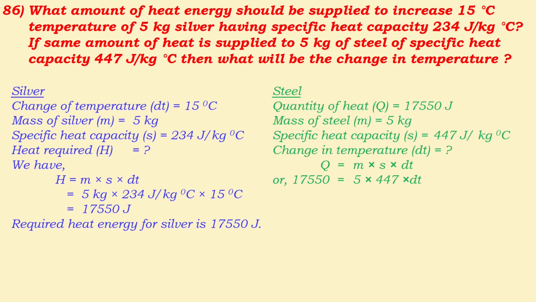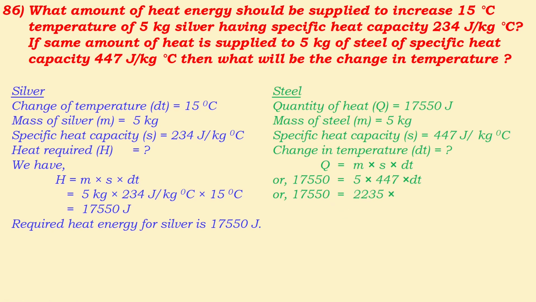Okay, now 17550 in place of Q is equal to mass 5 kilogram, specific capacity 447 into dt. Here I am not taking the units for each of the physical quantities. It is not compulsory to take the units in the process. If you are confused with the units, then you can avoid the units in the process.